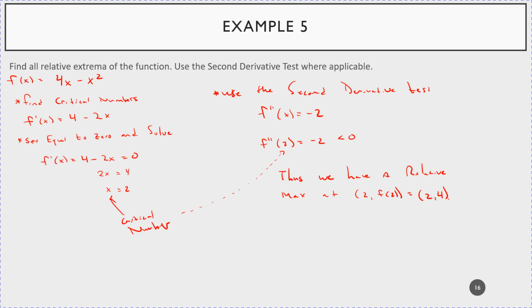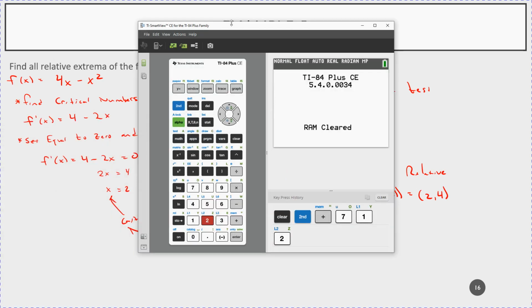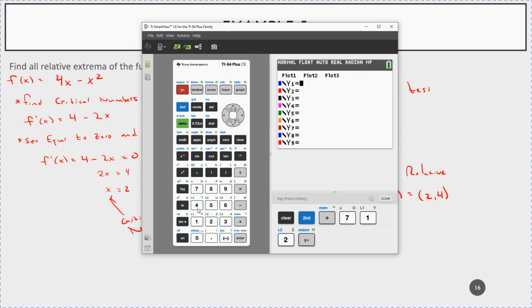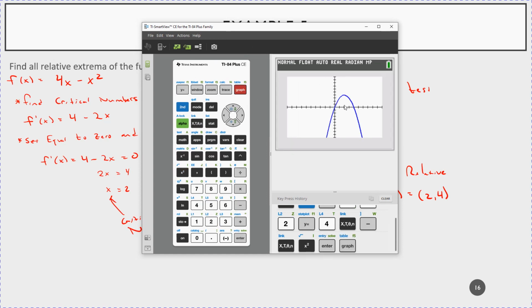Let's just make sure this works. Let me grab my graphing calculator here and show you that it worked. I'm going to take this function and plug it in: 4x minus x squared. And look, absolutely, we have a max there, and it looks like it is actually at that point (2, 4) that we just found. So the second derivative test worked, and it identified for us the extreme value of the function there.